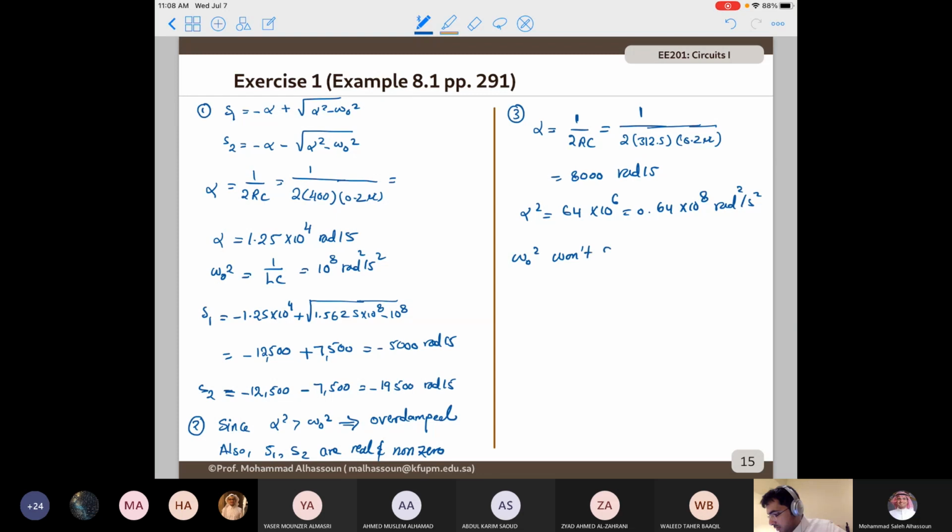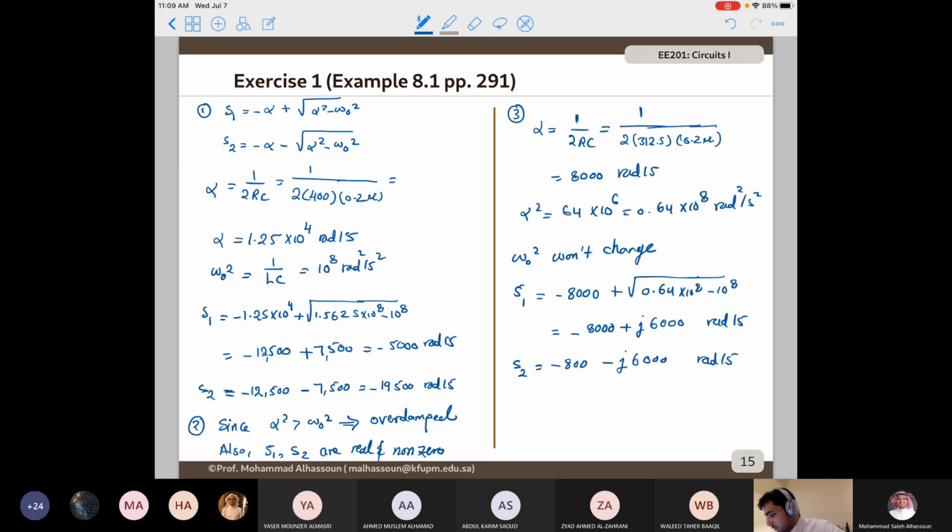So in this case, we have S1 equals minus 8,000. So the other root is the conjugate of this one, the complex conjugate. So it's going to be radians per second.